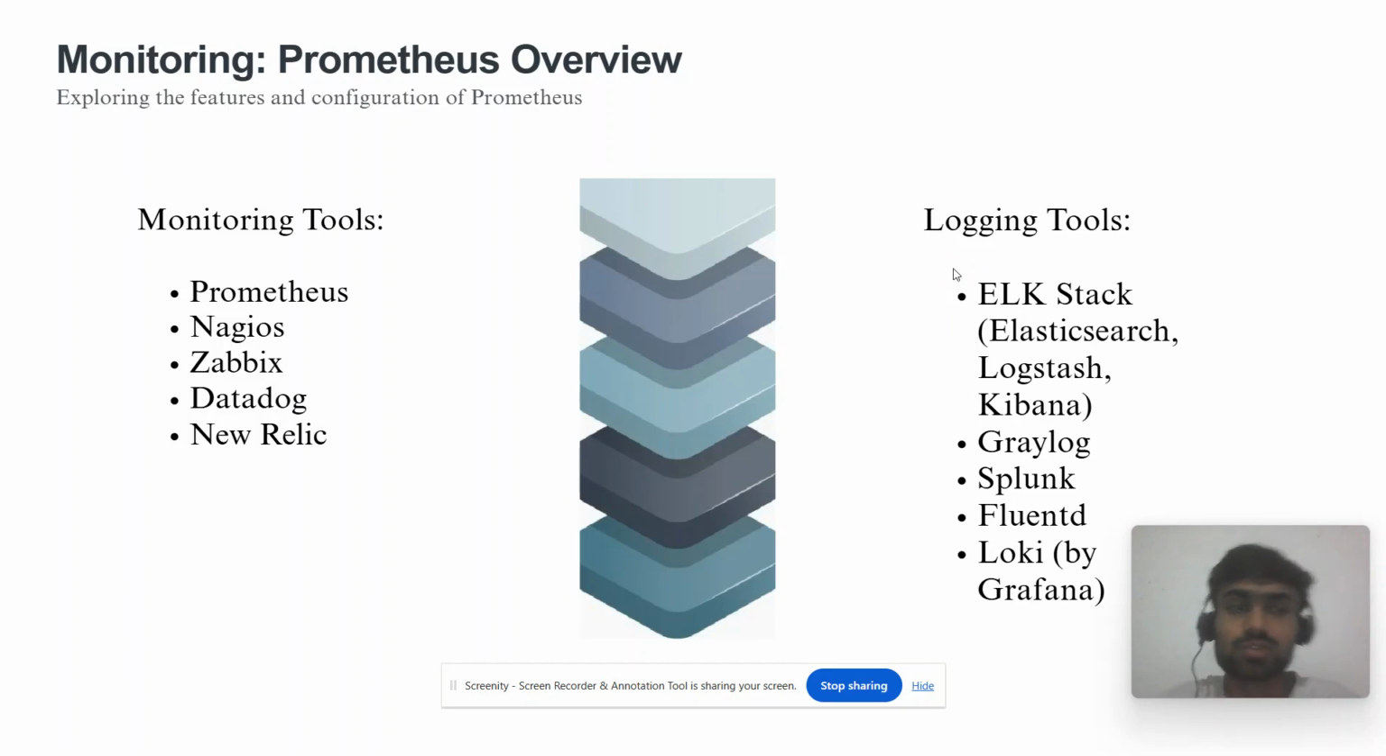So among monitoring tools, Prometheus is there. Prometheus is best for time series metrics and alerting. Then Nagios is there. Nagios is great for infrastructure monitoring. Then Zabbix is there. It is used for enterprise level monitoring. Then there are Datadog and New Relic, which are cloud-based observability platforms. Among all of these, Prometheus and Nagios are quite popular.